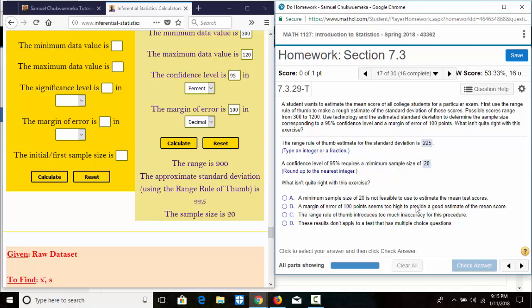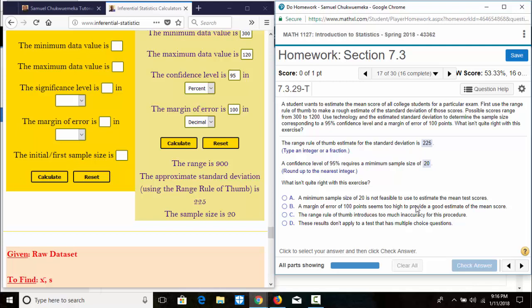C, the range rule of thumb introduces too much inaccuracy for this procedure. The range rule of thumb gives an approximate value, an estimate of the standard deviation. Eliminate C. It's not too much inaccuracy, so that is incorrect. D, these results don't apply to a test that has multiple choice questions. That's incorrect. Eliminate D. Now let us look at A and B.